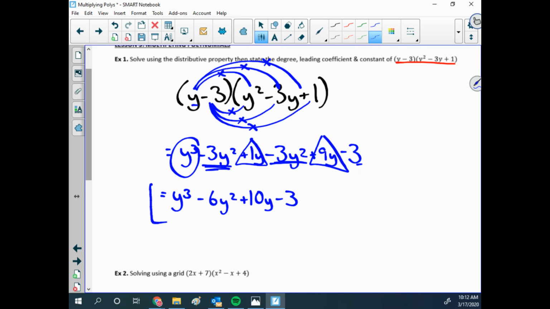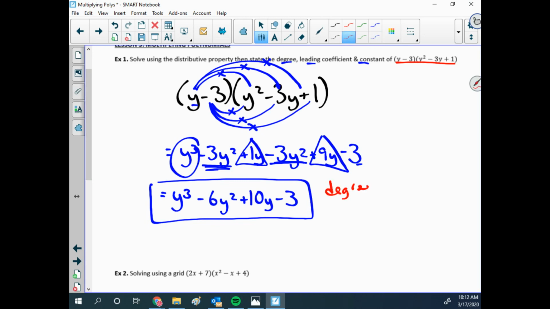So once I've simplified the multiplication out of that binomial by the trinomial, I can answer the rest of this question. They wanted to know what's the degree, what's the leading coefficient, and what's the constant. So the degree is the highest degree in the polynomial. Well, my highest degree here is going to be a 3.